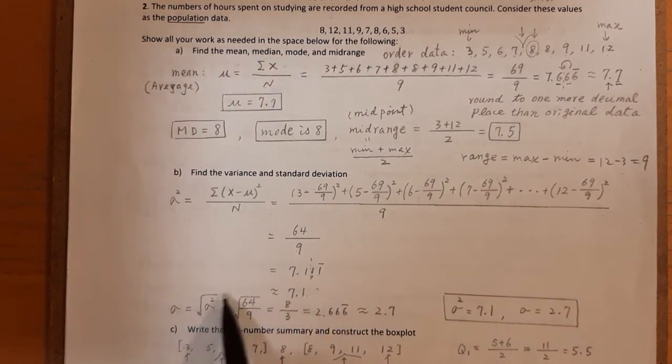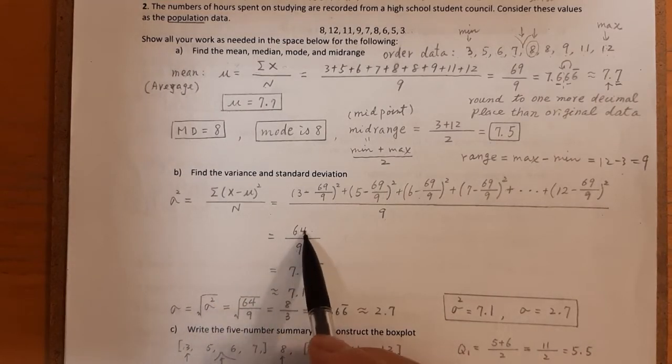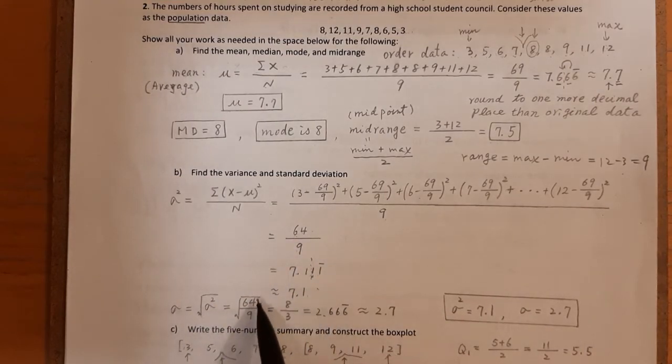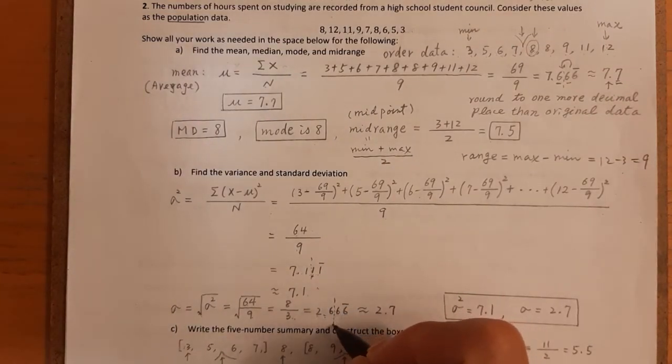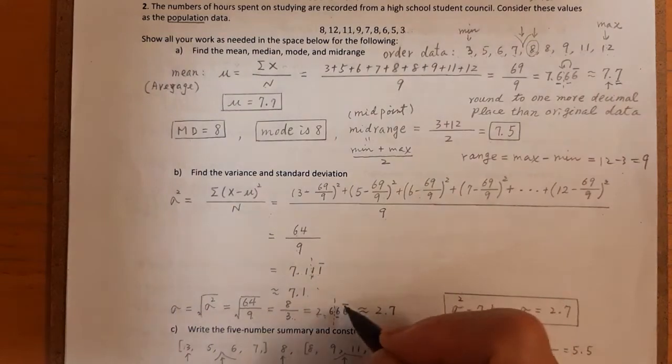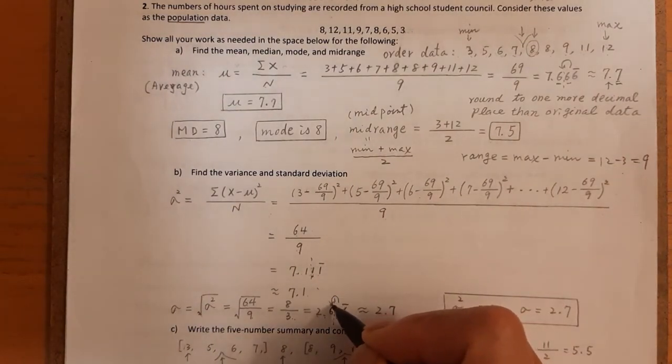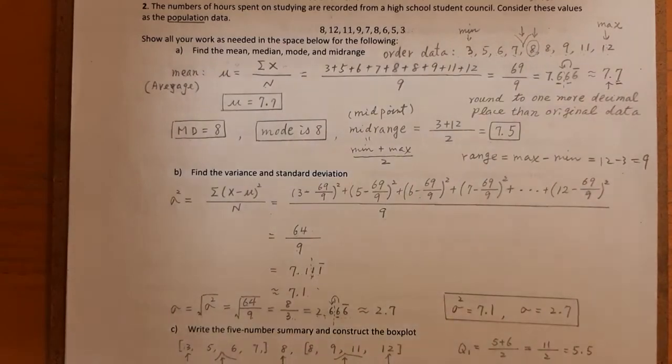Variance, take square root. Variance is the exact number 64 over 9, take square root. 64 is 8 squared, take square root, it's 8. 9 is 3 squared, take square root is 3. 8 over 3, got 2.6666 repeating. Round it to 1 decimal digit. To the right, the digit is 6, greater than 5, round up, get 2.7. So variance is 7.1. Take square root is 2.7.